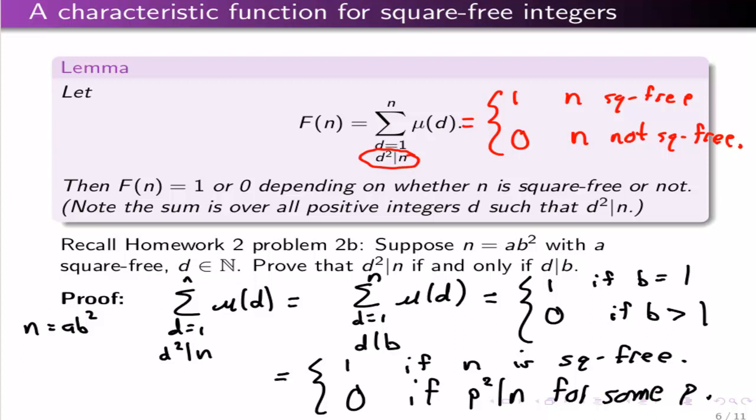And so our next goal is then to count how many square-free integers there are. So you might make a prediction before I turn the page. Do you expect that most integers are square-free, or that most integers are divisible by the square of some prime?